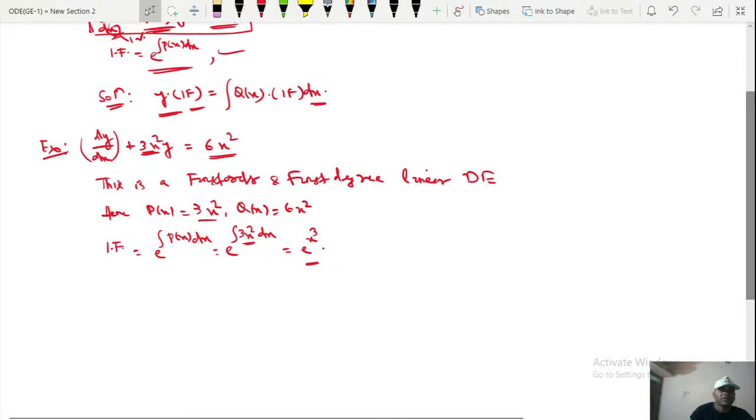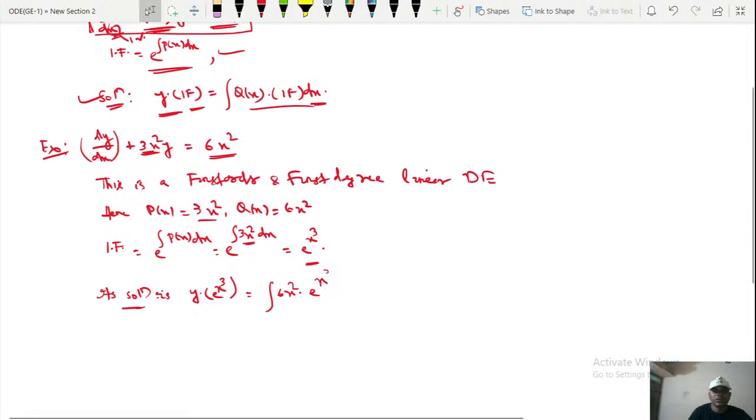After finding the integrating factor, its solution is y into integrating factor, so y into e to the power x cube equal to integration of q of x into integrating factor dx. q of x is 6x square, then e to the power x cube dx. Now I just solve this one.